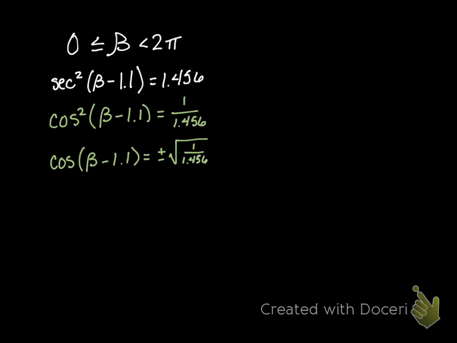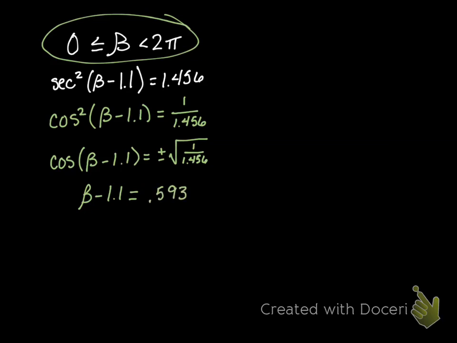Okay, next step, make sure you turn your mode back into radian mode. Check this out. We're between 0 and 2 pi. That's what we want our answers to be in. So the inverse cosine of, remember this is our positive square root of 1 over 1.456, and I got beta minus 1.1 equals 0.5939 radians. Okay, so where is cosine positive and negative? Well, all four quadrants. We love when things are squared because we have four angles then, right?